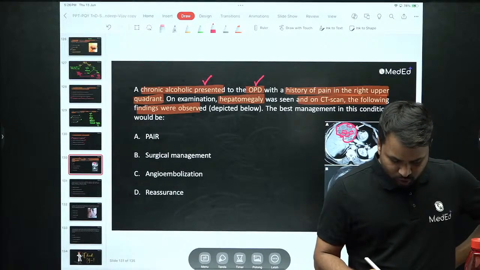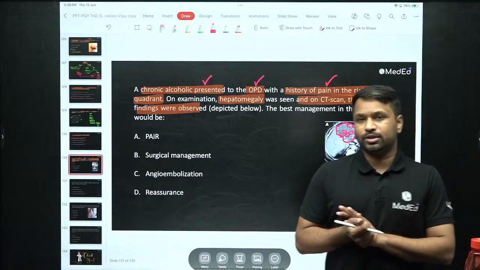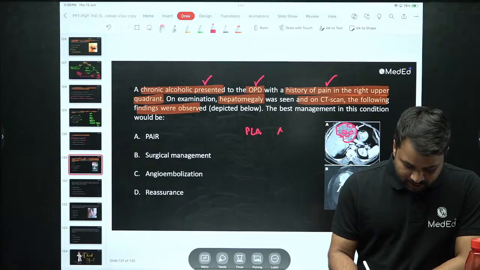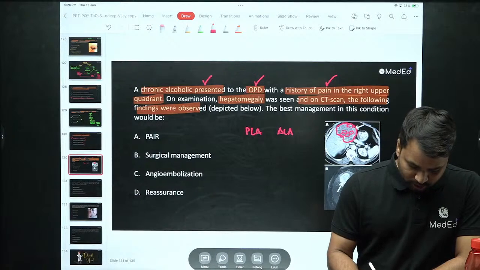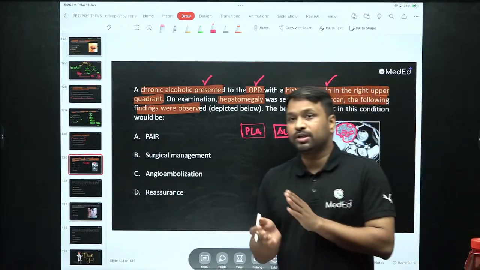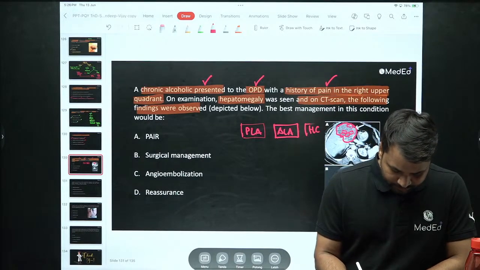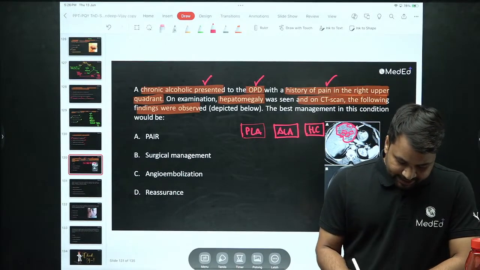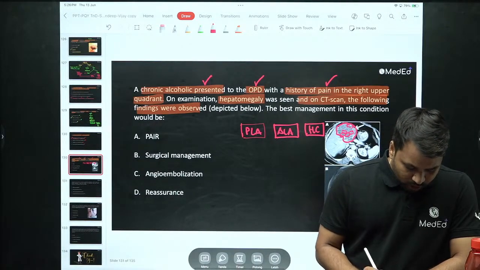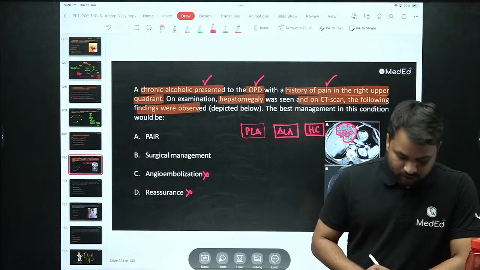Now, when you look at this, you have a chronic alcoholic presenting to OPD with a history of pain in the right upper abdomen. When you talk about alcoholics, there are 2 conditions which are associated: pyogenic liver abscess as well as amoebic liver abscess. Alcoholism is not a risk factor for hydatid cyst. Okay? Now, on the CT, it looks like a poorly organized component. I cannot go with angioembolization or reassurance. It has to be either PAIR or surgical management.